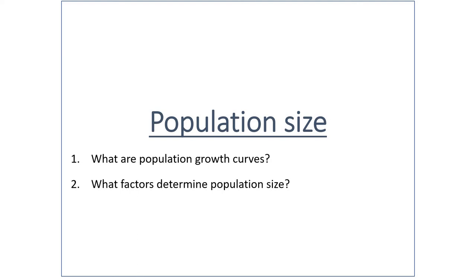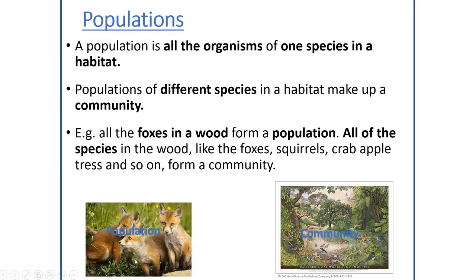A-level biology: population size. What are population growth curves and what factors determine population size? So a population is all the organisms of one species in a habitat, and populations of different species in a habitat make up a community. As an example, all of the foxes in a wood form a population. But all of the species in a wood, like foxes, squirrels, crabapple trees and so on, form a community.